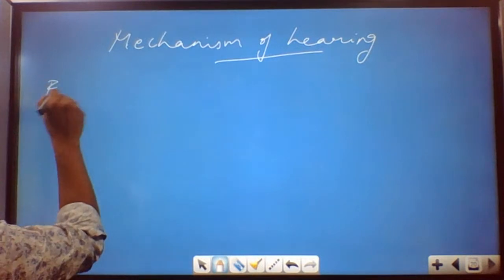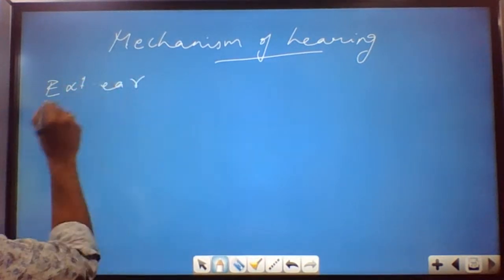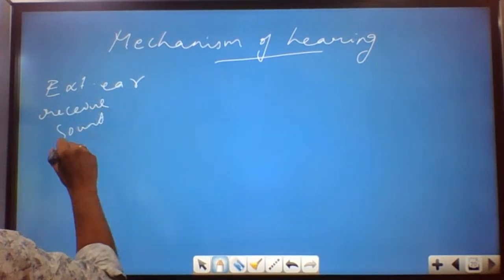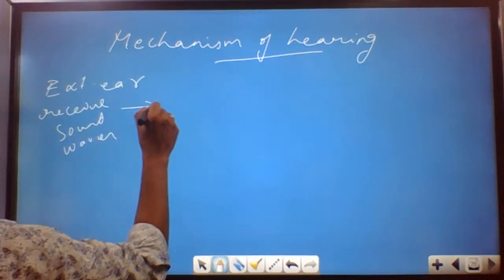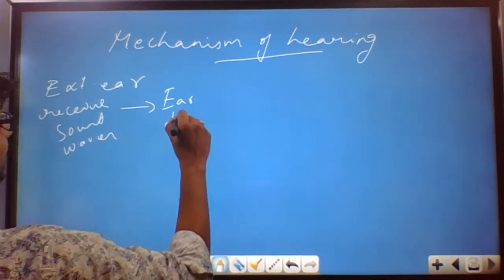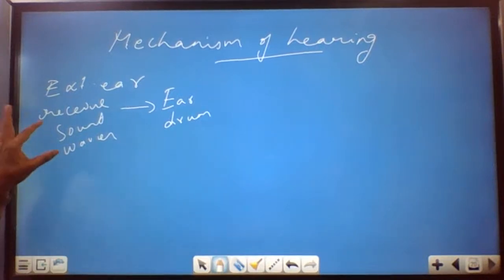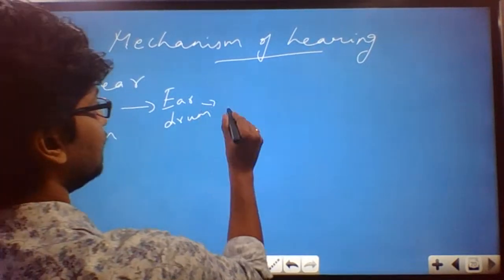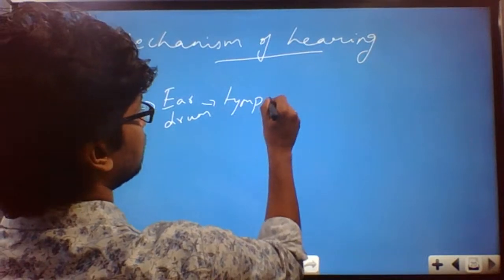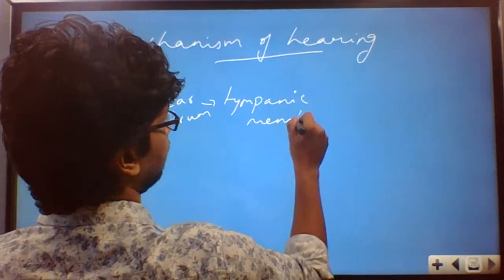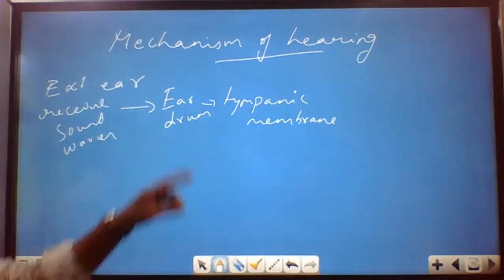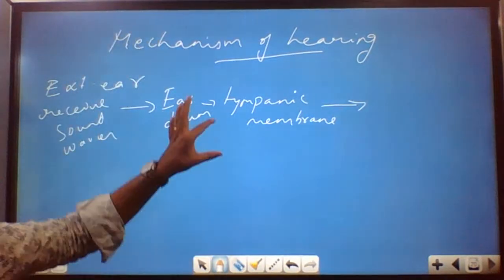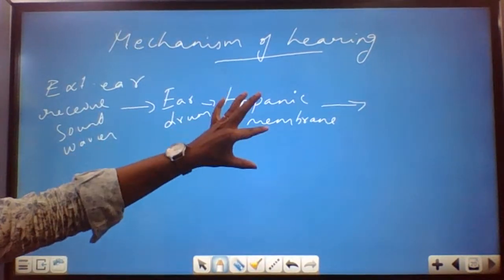First we start with the external ear. The external ear receives the sound waves. What happens to the sound waves? They reach the eardrum. Now you just make the sequence of the mechanism of hearing. Your sound waves go to the eardrum, and what's the next part? They go to the tympanic membrane. The diagram itself shows how the tympanic membrane looks. The sound reaches the tympanic membrane and causes a vibration. This vibration then reaches the next part, your ossicles.